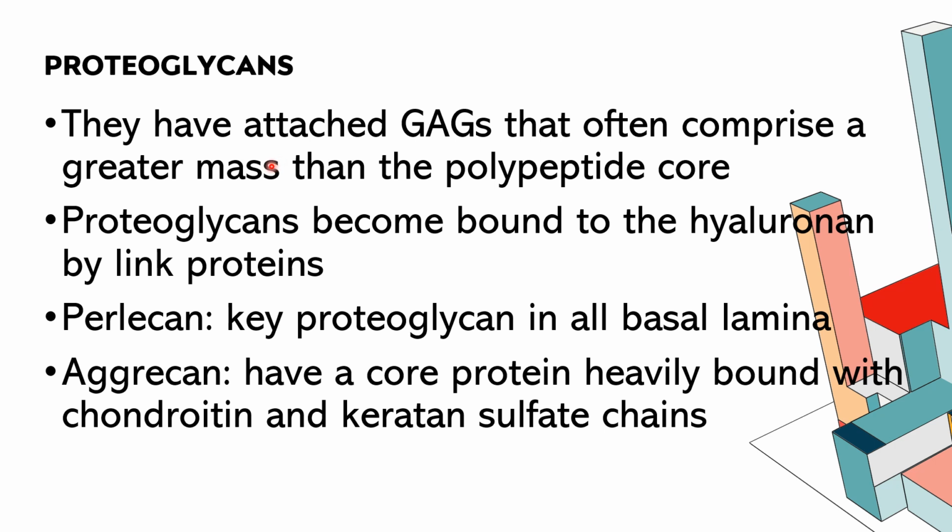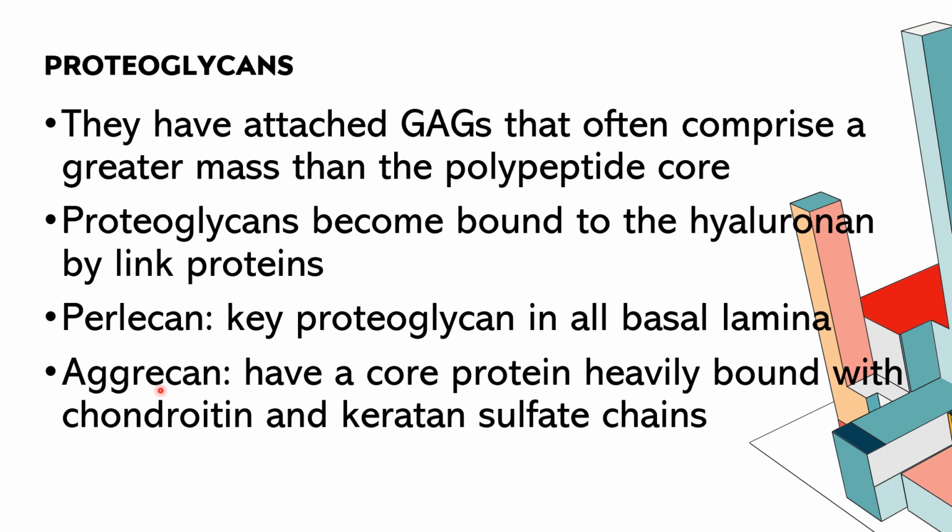Moving on, let's take a look at your proteoglycans. They have attached glycosaminoglycans that comprise a greater mass than the polypeptide core. The core here is a protein. Your proteoglycans become bound to the hyaluronan by link proteins. Most commonly seen is perlecan. This is the key proteoglycan in all basal lamina.